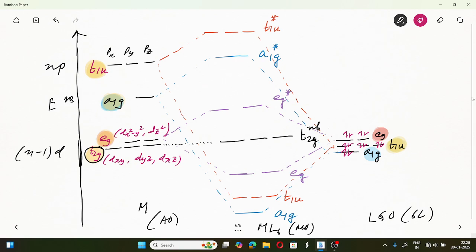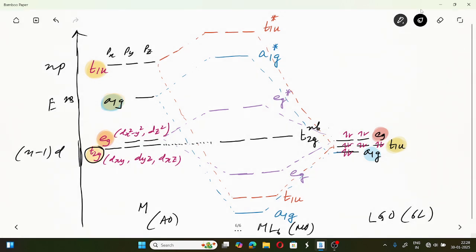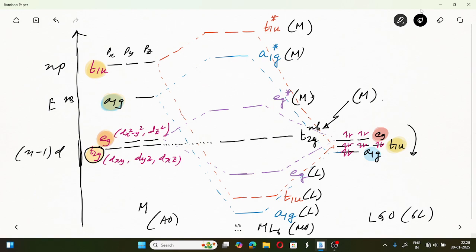Now if you look at the nature of these orbitals, which will have more ligand character, which will have greater metal character. See, this will have greater ligand character. This will have greater ligand character. This will have greater ligand character because this is of slightly lower energy. Now this is of more metal character. And also this one is also of practically metal character, isn't it?